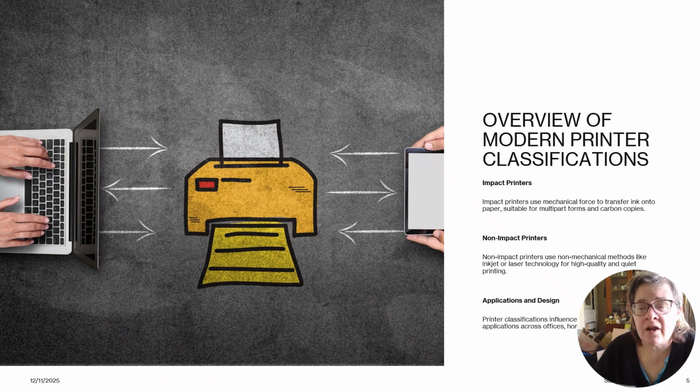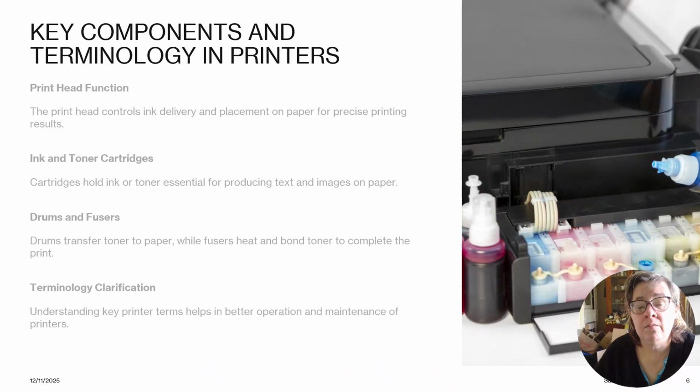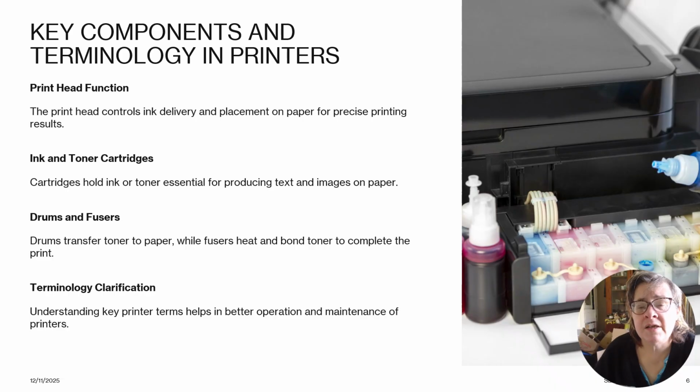Printers today are categorized mainly into impact and non-impact types, each with unique mechanisms and applications. This overview highlights how these classifications shape printer design and use. Familiarity with components like printer heads, ink or toner cartridges, drums, and fuses is crucial to understanding printer operations. We also clarify common terms to aid comprehension.